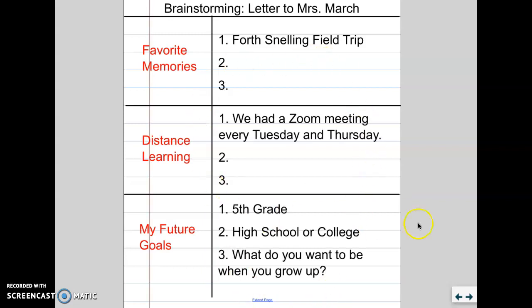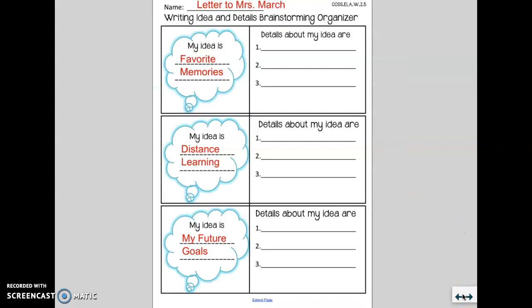Okay, and this is just our rough draft to get ready for the letter that you're going to write to Mrs. March. Okay, if you have any questions, feel free to send me a message or a comment and I will get back to you. So this is attached as a template, but what I would like you to do is take a picture of your paper with all of your ideas on it and send that in as your assignment today.